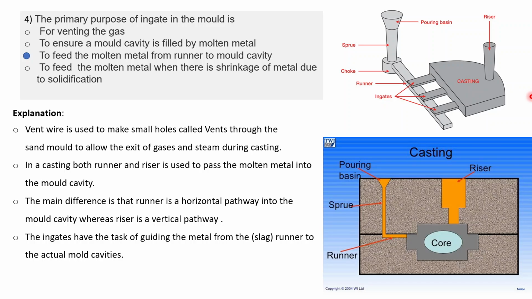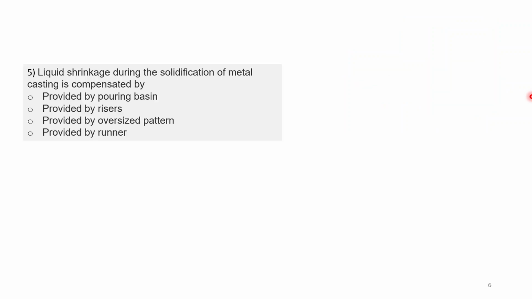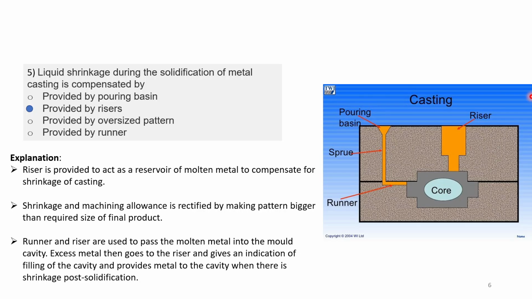Okay. Next question is, liquid shrinkage during the solidification of metal casting is compensated by? The answer will be risers. An oversized pattern will be for the solid shrinkage. It won't be in case of liquid shrinkage.